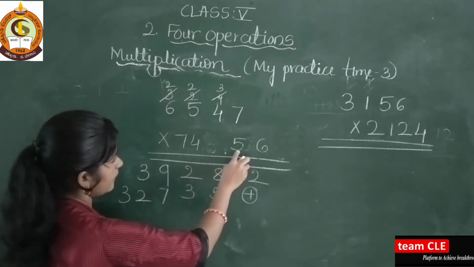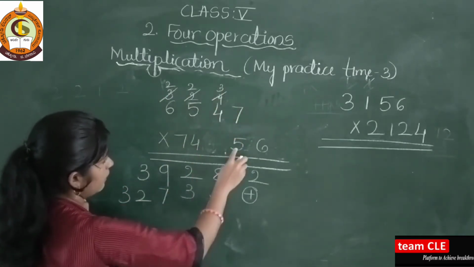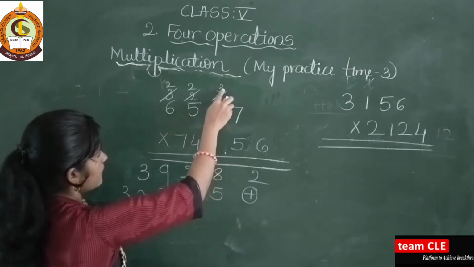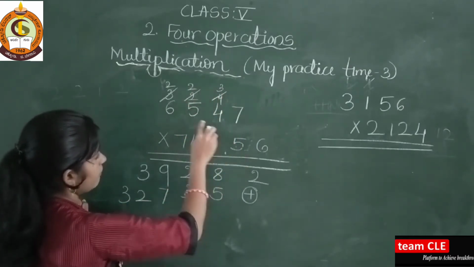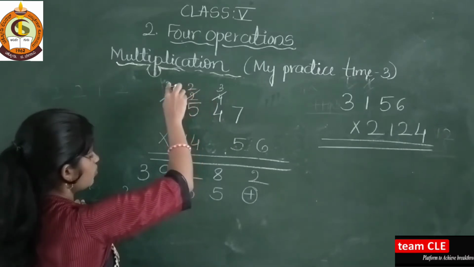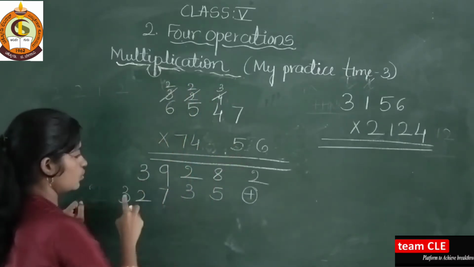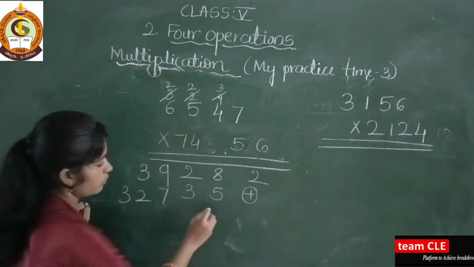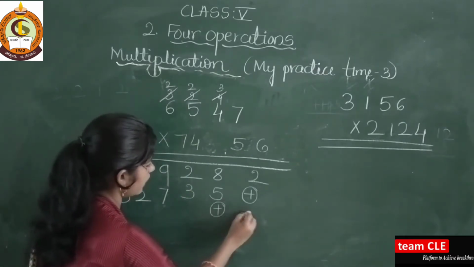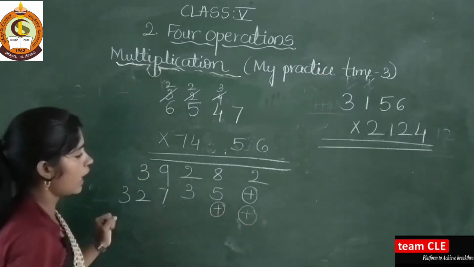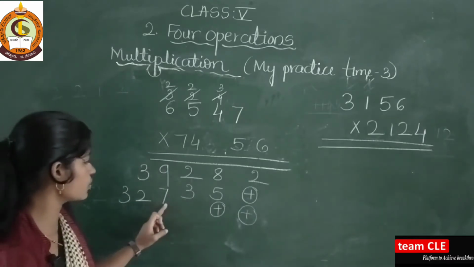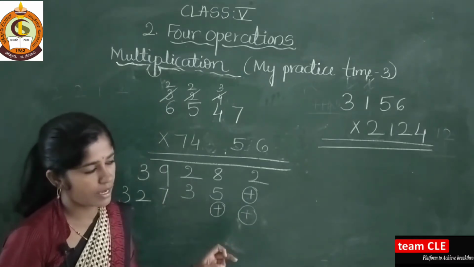Once again I will repeat. 5 sevens are 35. 5 fours are 20. 20 plus 3 is 23. 5 fives are 25. 25 plus 2 is 27. 5 sixes are 30. 30 plus 2 is 32. So here the multiplication with 5 is over. By multiplying with 5 I got 32735 as the answer.